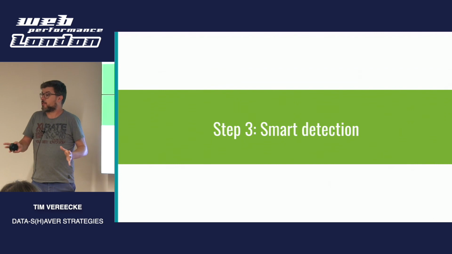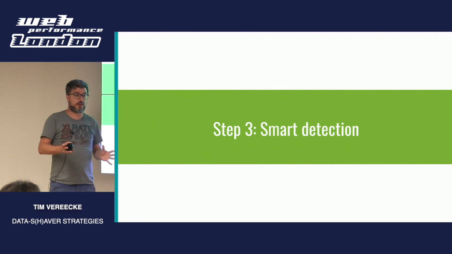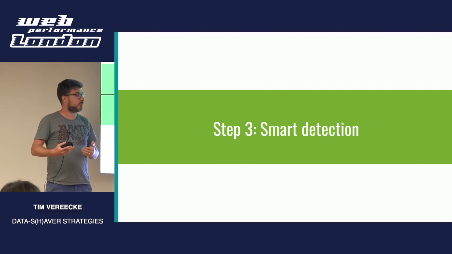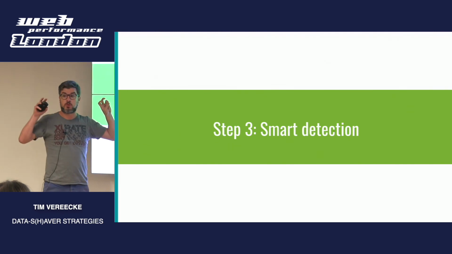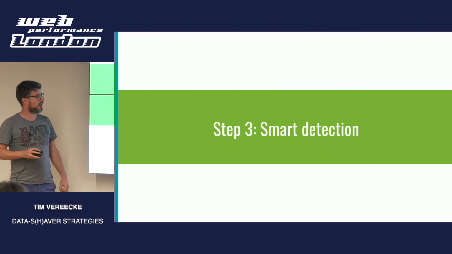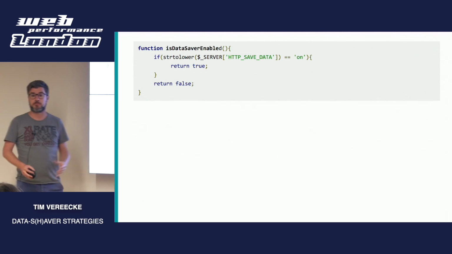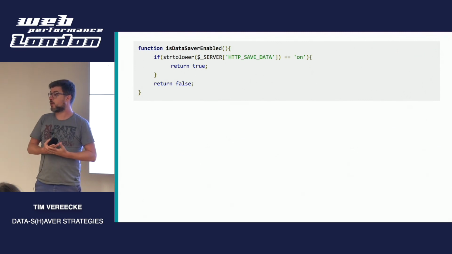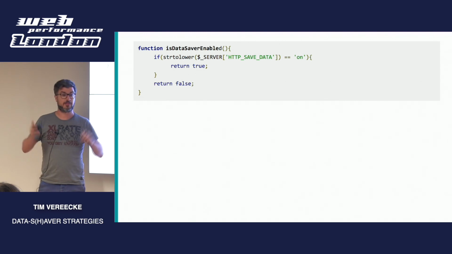So far, we didn't do anything special, right? We did some optimizations, best practices. Now let's do some smart detection. Now, smart detection is a bit exaggerated. So my backend runs on PHP, and I check, is there an incoming header called save data? If it's equal to on, I say save data is enabled, yes, otherwise false.